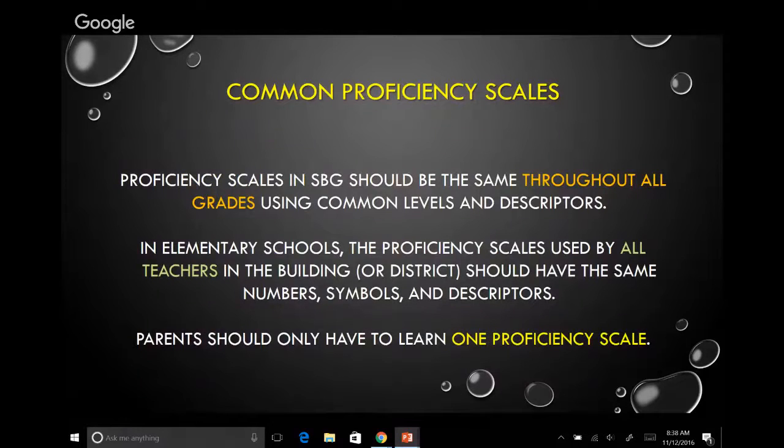So the next piece is about how we actually need to attend to common proficiency scales. In a perfect world, your proficiency scales used in your district go from kindergarten through high school. The descriptors and the symbols are all the same. It doesn't always happen, but in a perfect world that would happen. If you're in an elementary school, you'll have a standards-based report card with your classroom teachers. You want to make sure that you're using the same number of symbols and descriptors that the classroom teachers are using, because parents should really only have to learn one proficiency scale. It gets really confusing for them.